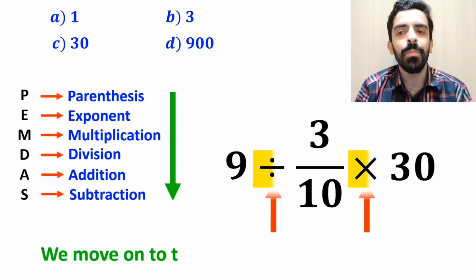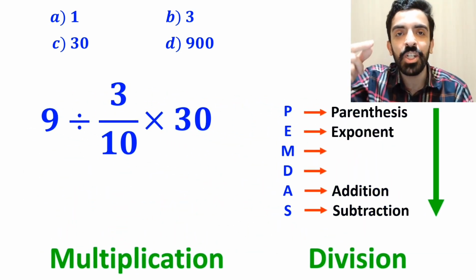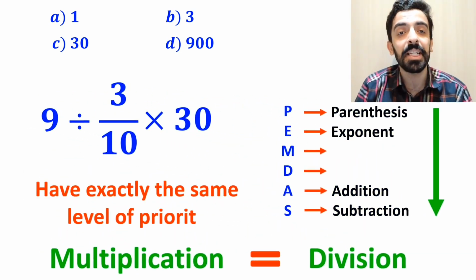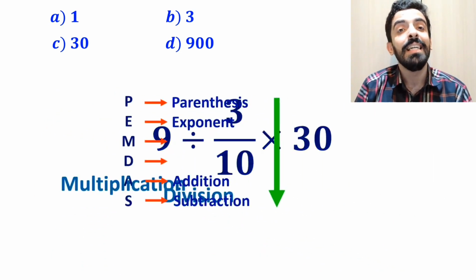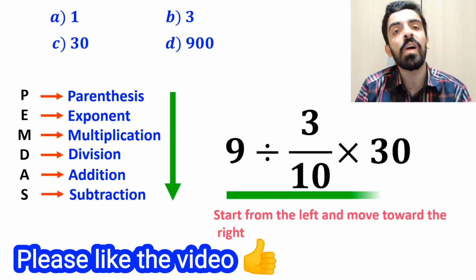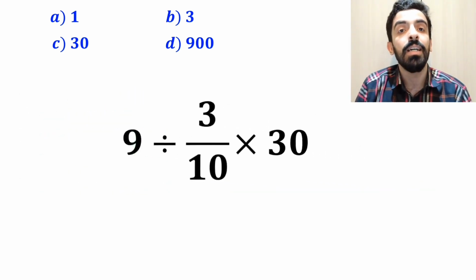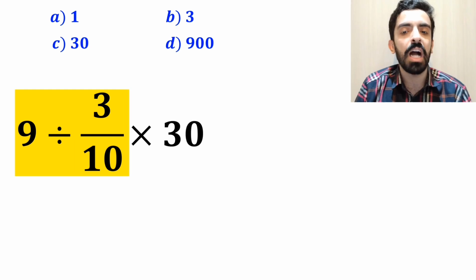In the next step, we move on to the division and multiplication. However, it's really important to understand that multiplication and division have exactly the same level of priority in the PEMDAS rule. In this situation, the best approach is to start from the left and move toward the right, performing these two operations in order. So, we start with the expression 9 divided by 3 over 10.